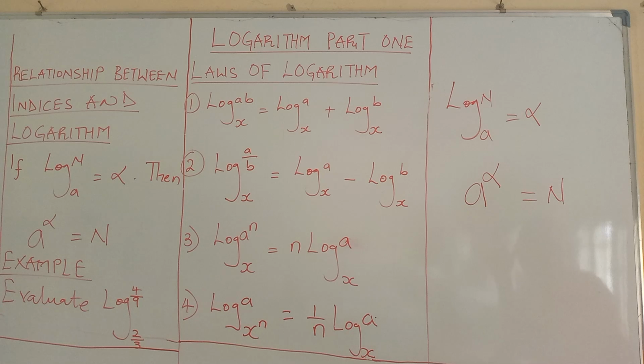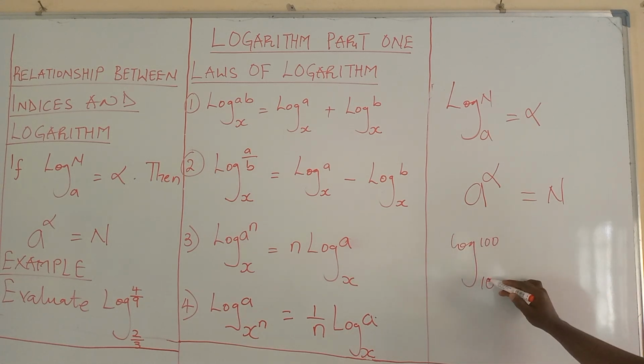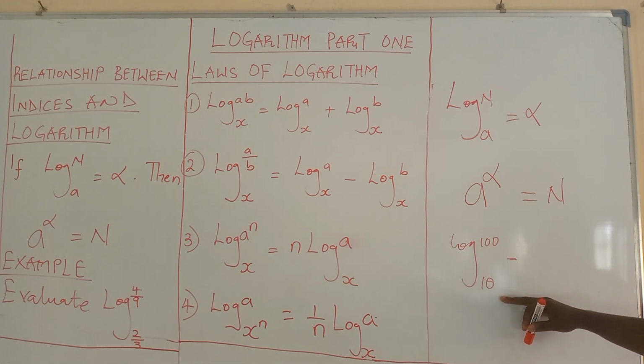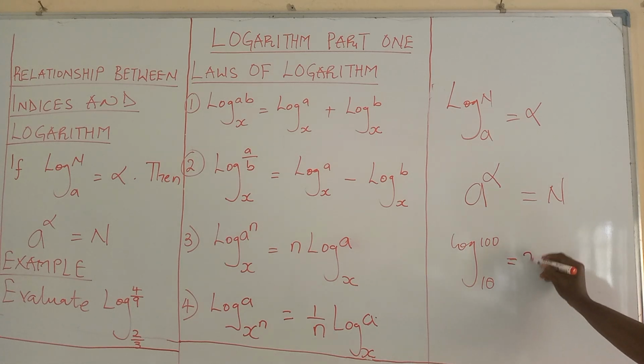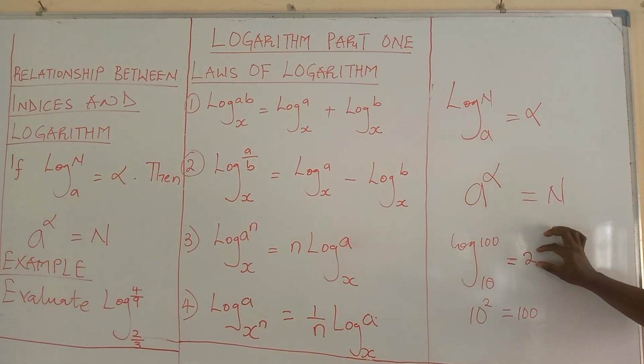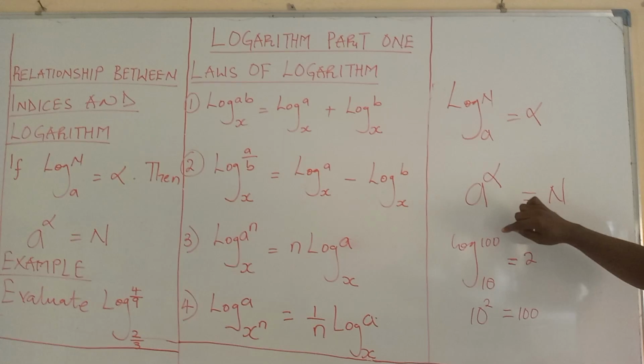That's why, for example, if you have log 100 base 10, the answer is simply 2. The reason is that 10 raised to power 2 is equal to 100. So the log of a number to any base, whatever it will give you as the answer, is simply the power to which the base must be raised, so as to have that number.